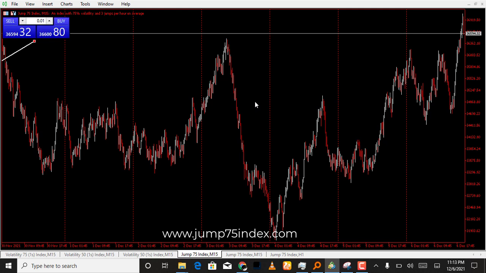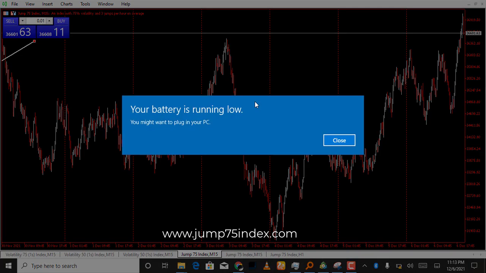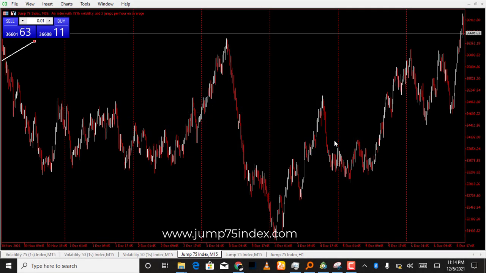So why do we enable this on our meta trading application? We enable this in order for us to see how the price was reacting.